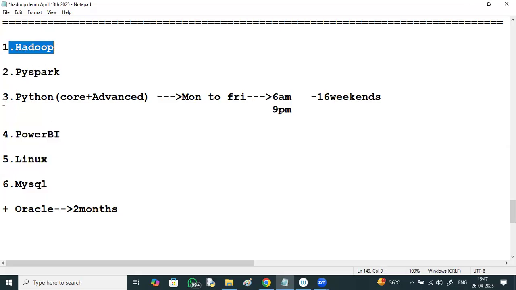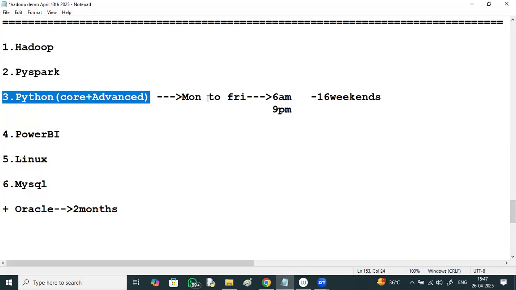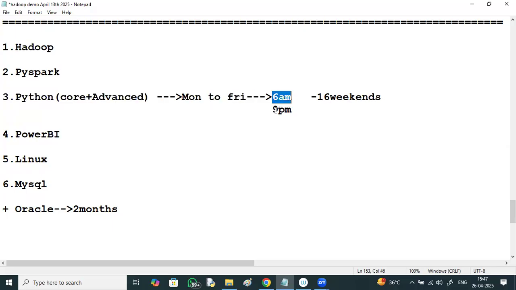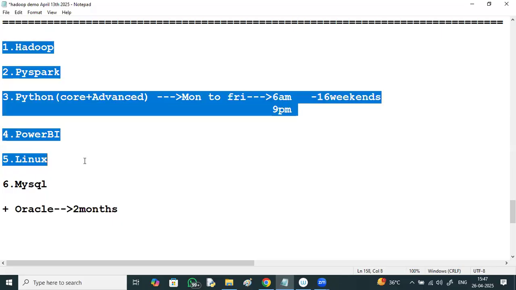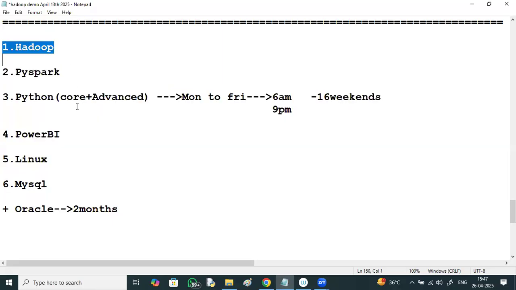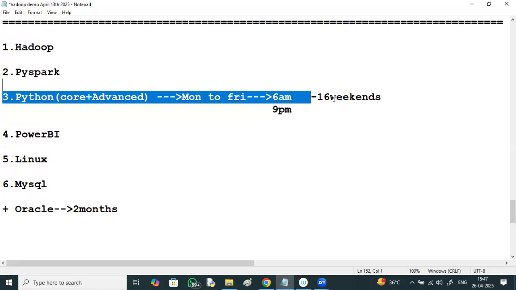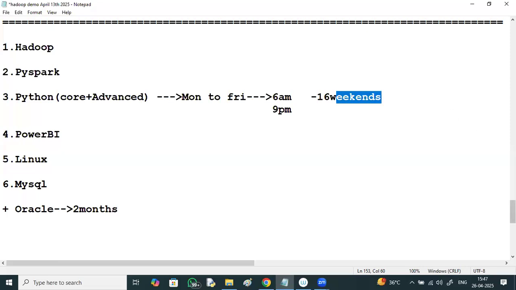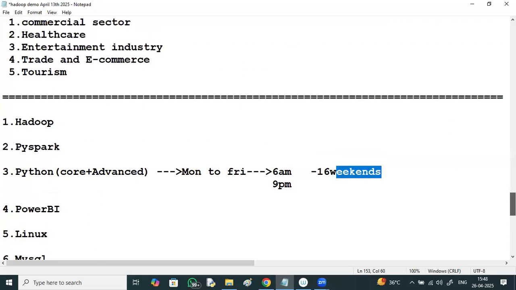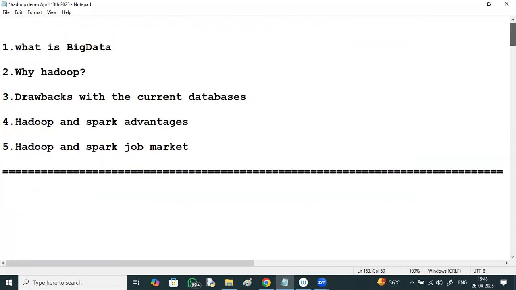Hadoop, except Python Core and Advanced, will be from Monday to Friday; you can attend either my 6 a.m. or 9 p.m. batch. Everything else is a weekend batch, on Saturday and Sunday, 2 hours on Saturday and 2 hours on Sunday. Around 16 weekends it goes.